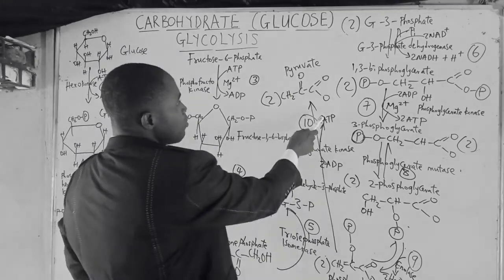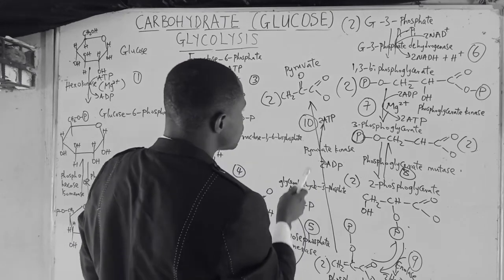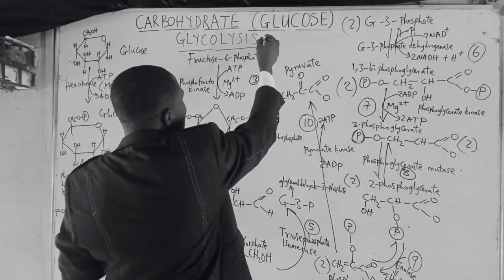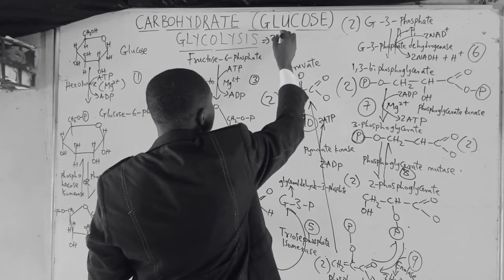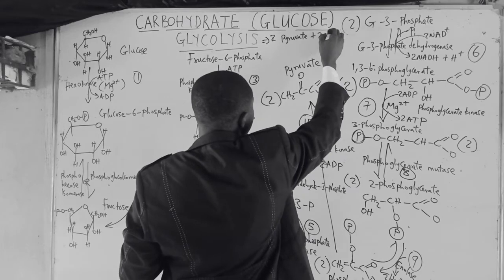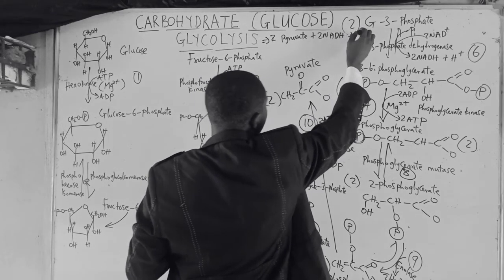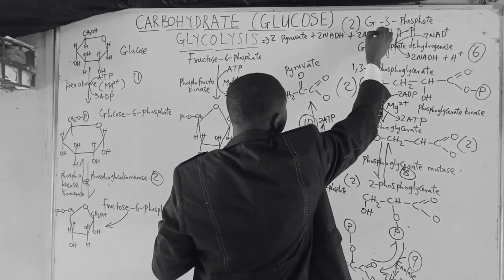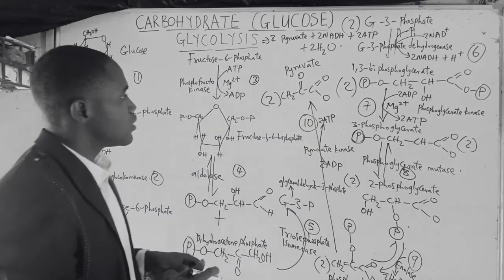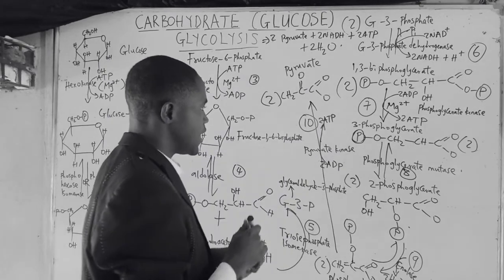So these two molecules of ATP produced here is what will be produced finally. That is, the end product of glycolysis is two pyruvate, plus 2 NADH, plus 2 ATP, plus 2 molecules of water. So, that is what you have there.